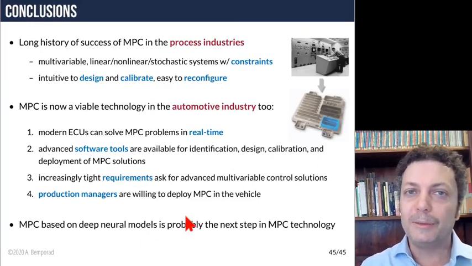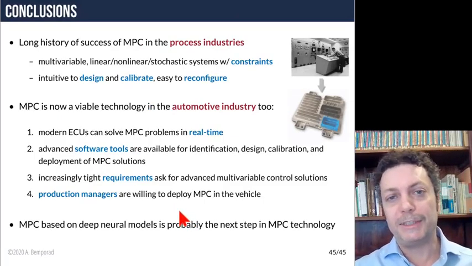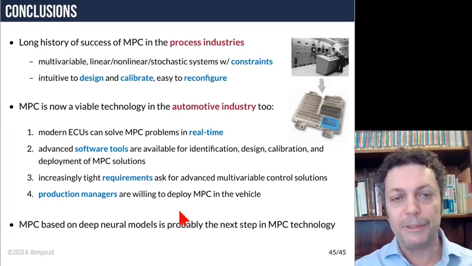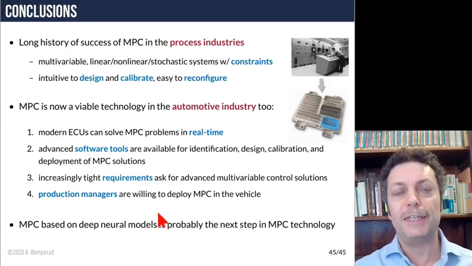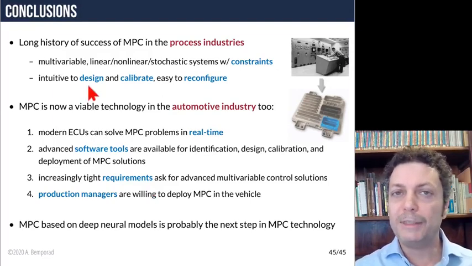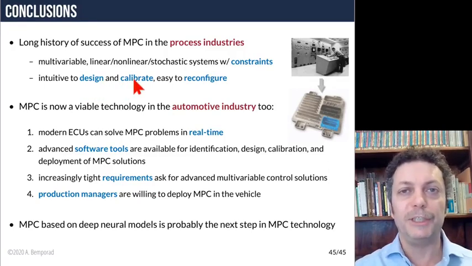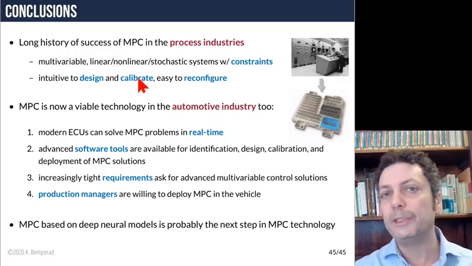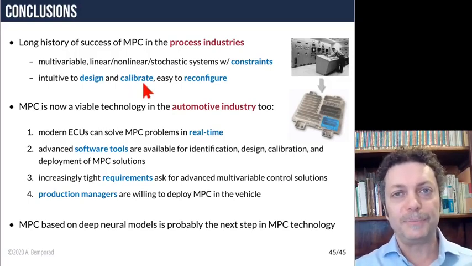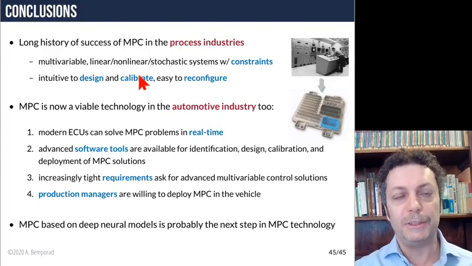So to conclude my presentation, we have witnessed a long history of success of MPC in the process industries. The reason for this success was that MPC was able to deal with large multivariable processes with constraints, and it's actually quite intuitive to design and to calibrate. I've seen teams of calibrators with initially no experience on MPC who found calibrating this new type of controller relatively easy because it's intuitive.